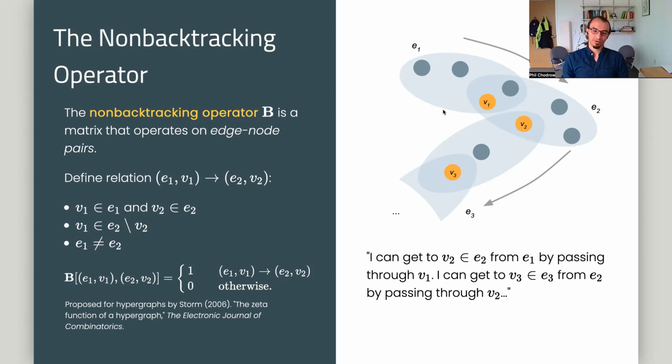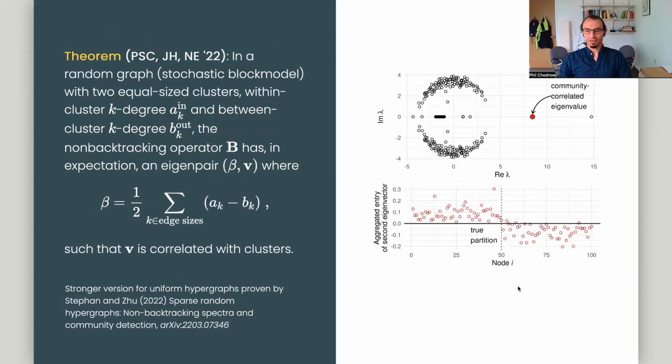This operator was proposed for hypergraphs by Christopher Storm in 2006, and subsequently, I'm going to say, rediscovered without citation by a group in 2015. So we're not introducing this operator, but we are trying to go a little deeper into the kinds of things we can use it for. So why is this a good operator to consider in the context of community detection? Well, one thing is a theorem.